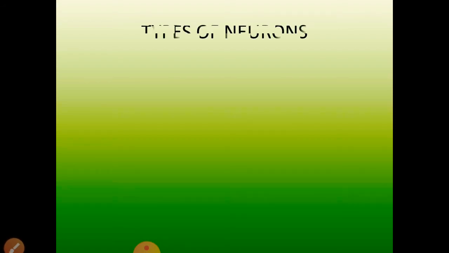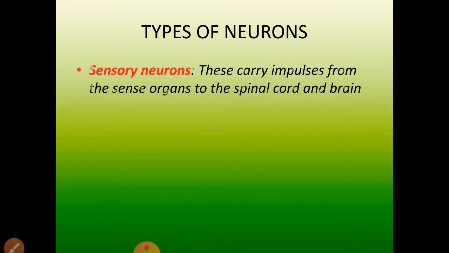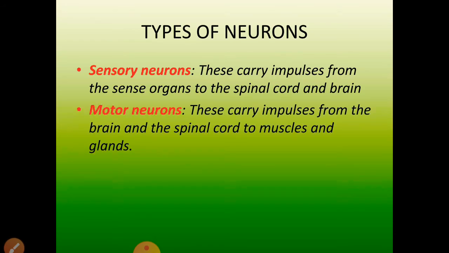Now we come to the types of neurons. Functionally, neurons are divided into 3 types, according to their functions. Let's do sensory neurons first. These carry impulses from the sense organs to the spinal cord and brain.